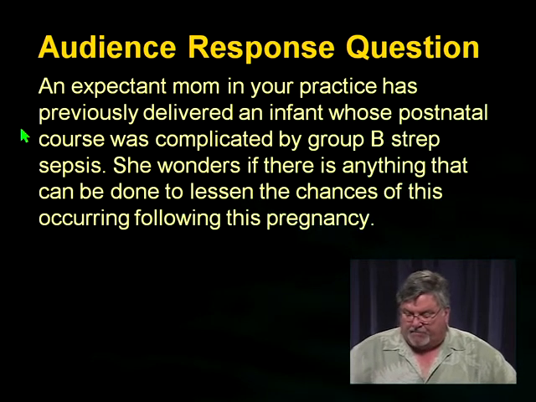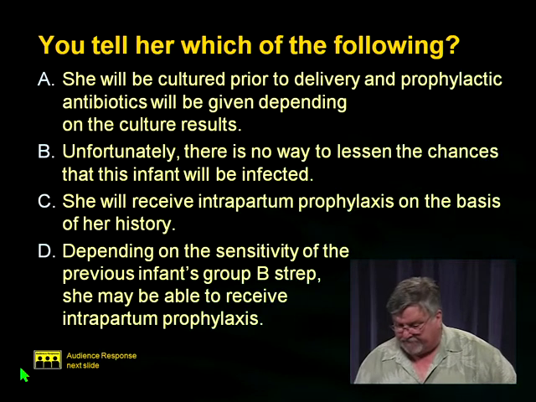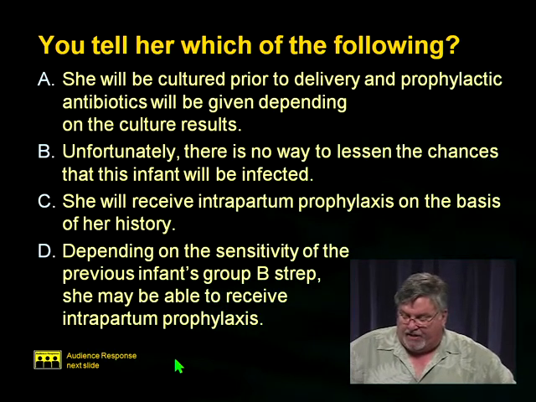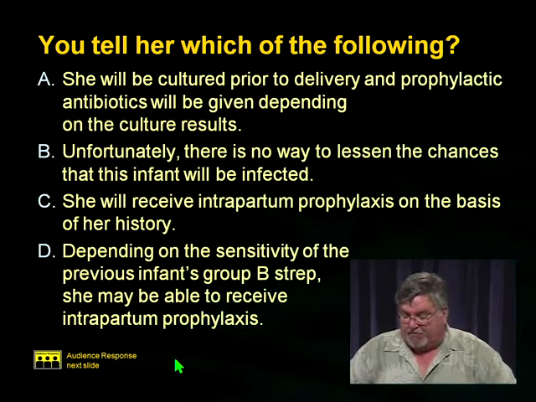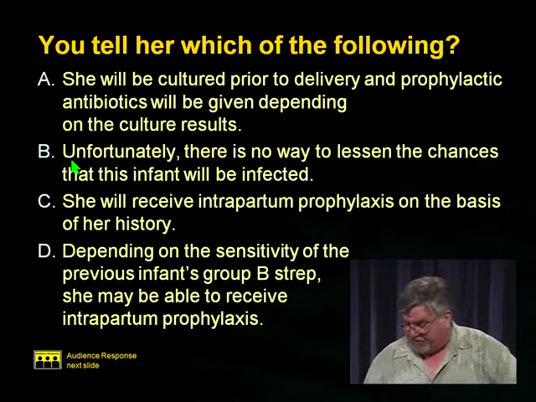An expectant mom in your practice has previously delivered an infant whose postnatal course was complicated by group B strep sepsis. She wonders if there's anything that can be done to lessen the chances of this occurring during this pregnancy. So you tell her which of the following. She'll be cultured prior to delivery, and prophylactic antibiotics will be given depending on the culture results. Or, unfortunately, there is no way to lessen the chances that this infant will be infected. Or, she will receive intrapartum prophylaxis on the basis of her history. Or, depending on the sensitivity of the previous infant's group B strep, she may be able to receive intrapartum prophylaxis.